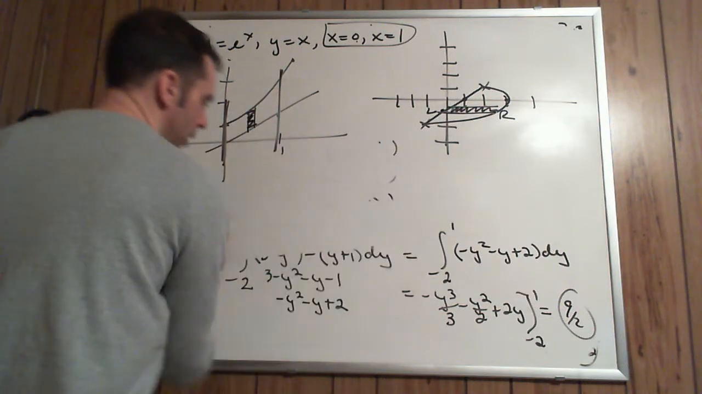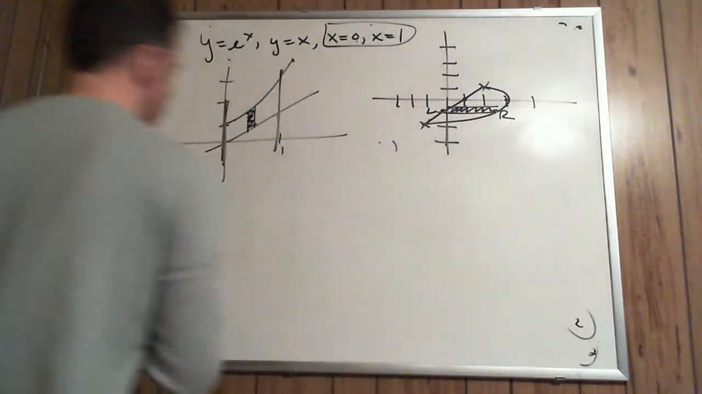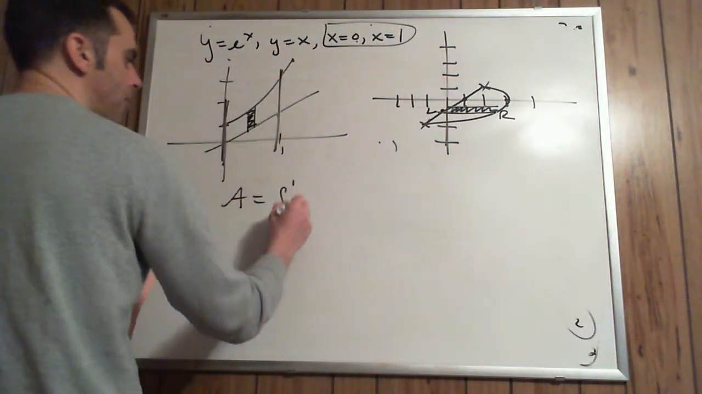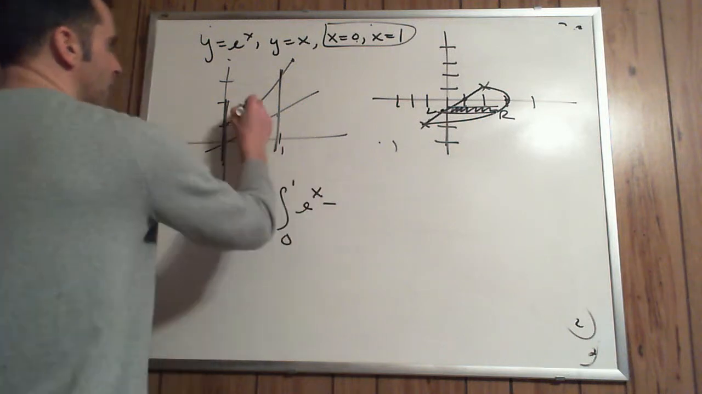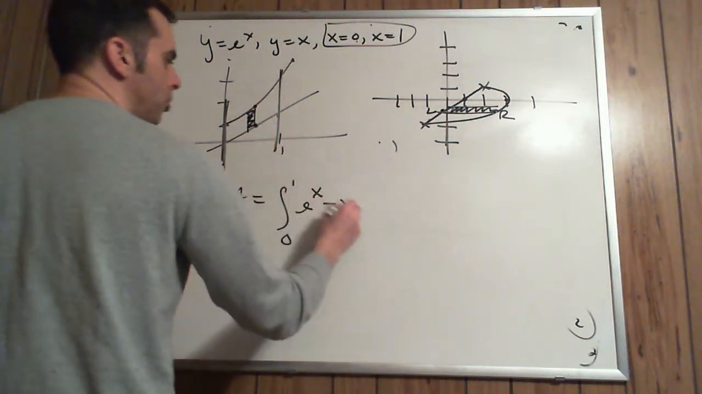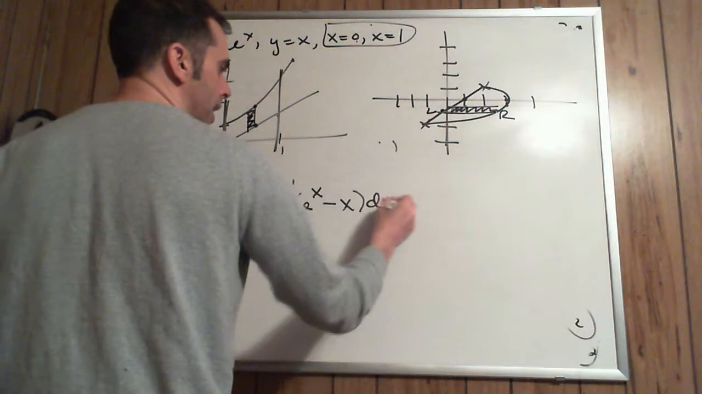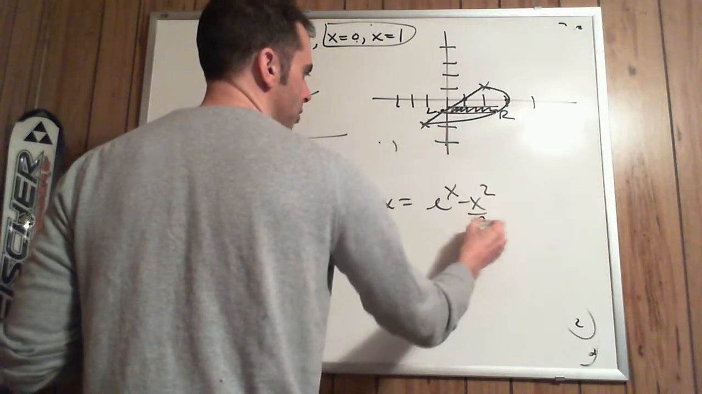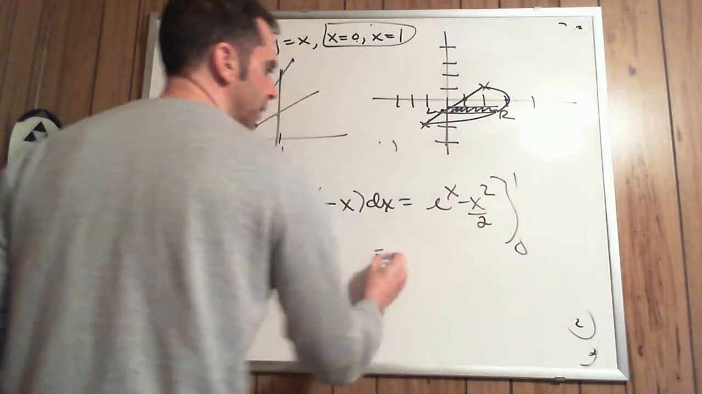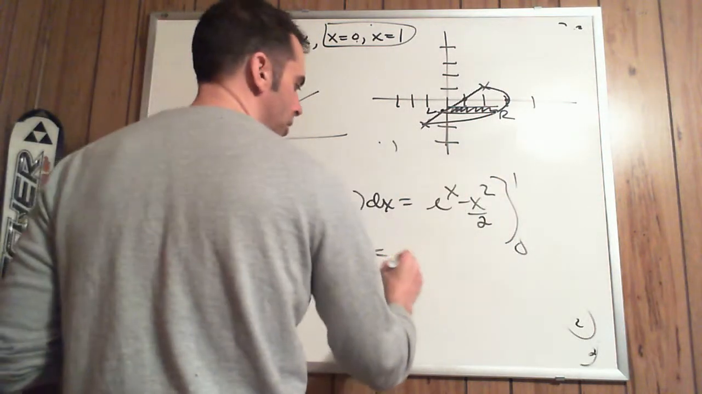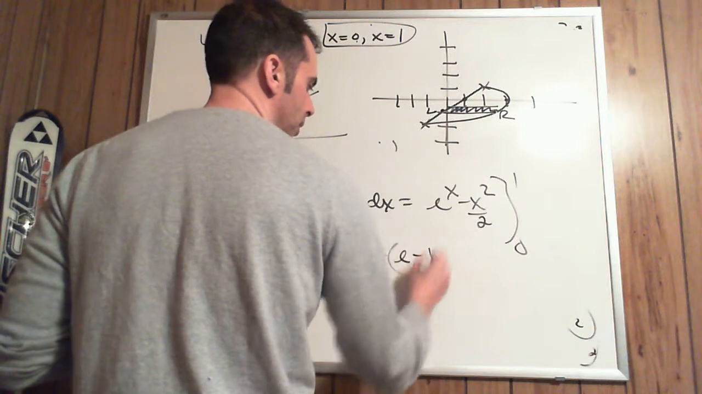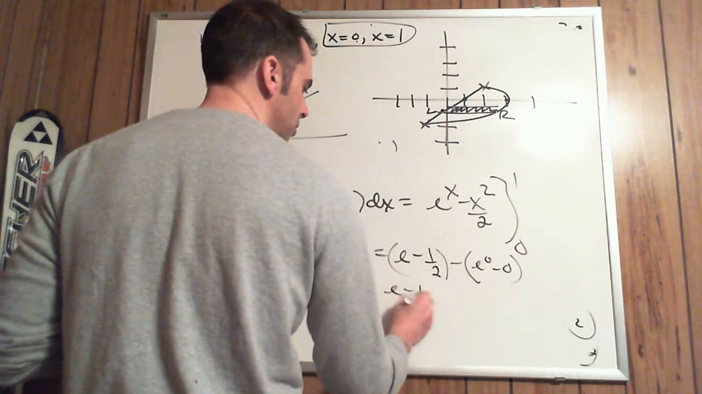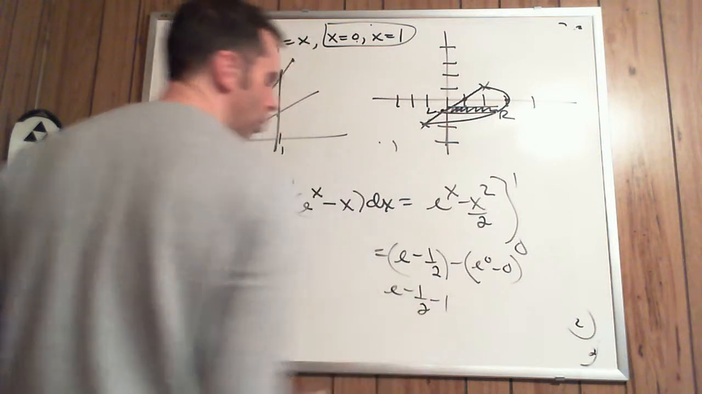So the area of this region would be equal to the integral from 0 to 1 of the top function, which is e to the x, minus the bottom function, which is x, dx. And that antiderivative would be e to the x minus x squared over 2 from 0 to 1. And then be careful here, this would be e minus a half minus e to the 0 minus 0. But e to the 0, don't forget, is 1.